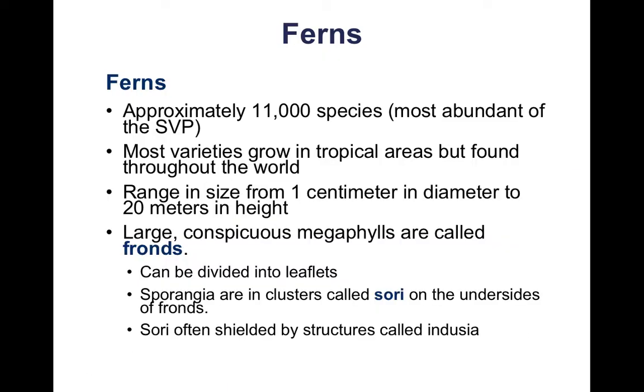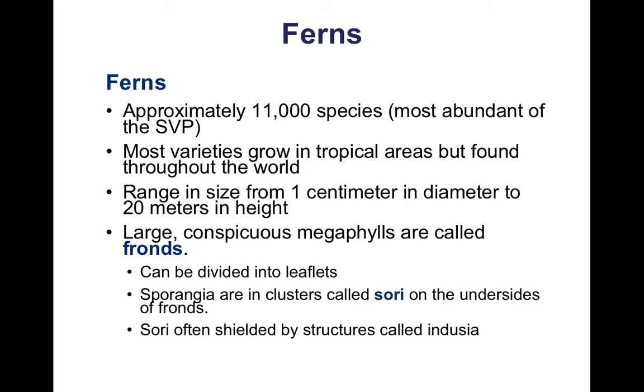Okay, next up is ferns. Ferns is going to be the largest group in the seedless vascular plants. There's approximately 11,000 varieties of ferns. Most ferns grow in tropical areas, but they are found throughout the world. We see them in temperate regions. We even see them in very, very cold regions. Ferns can range in size from 1 centimeter, very small aquatic ferns, to very, very large ferns that are called tree ferns that can grow up to 20 meters in height.